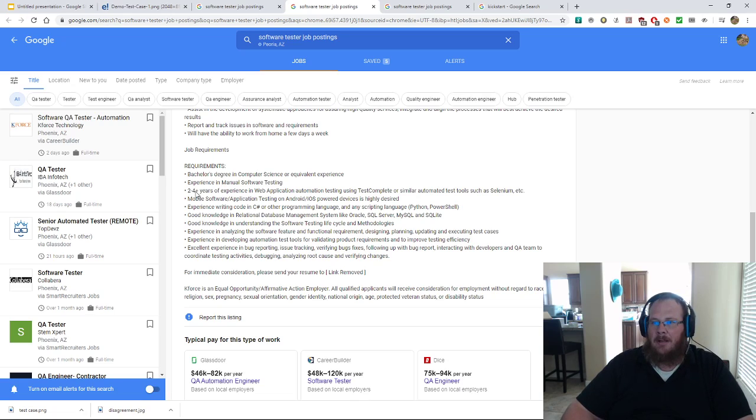2 to 4 years of experience in web application automation testing using TestComplete or similar. So they're basically saying this is the technology that we use. We fully recognize that there are lots of other frameworks out there that exist. If you've used any of them, we accept that, but just be aware of how automation testing works. And we already have that on our list, and we're going to cover that in other lessons.